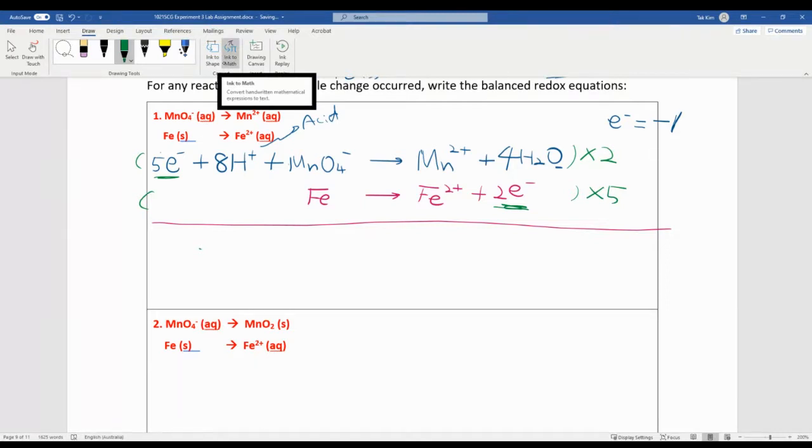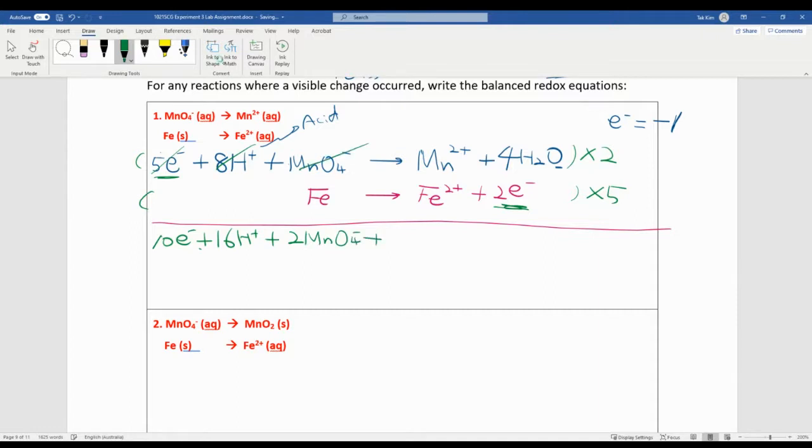Right. So now using the integers, we will put everything into one redox equation. So it'll be 10 electrons on the left-hand side. So I'll just cancel this one because I just wrote it over here. Plus 16 protons. 8 times 2, 16. Plus 2 permanganate.